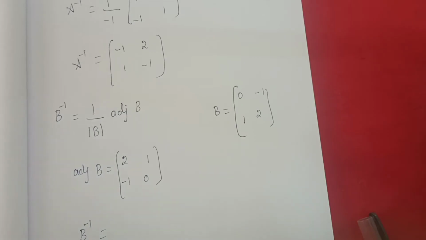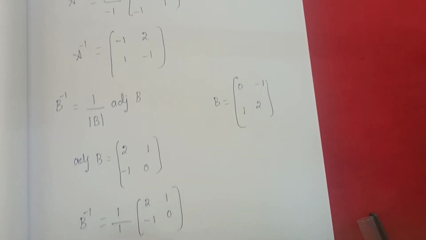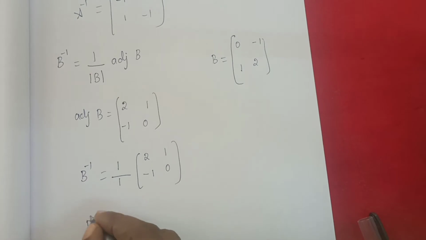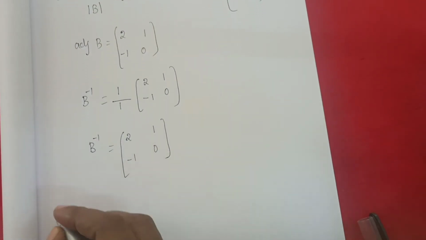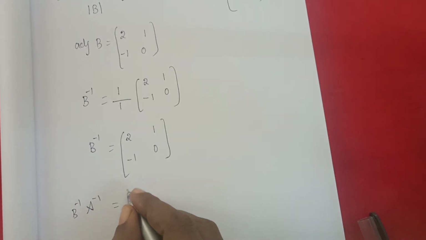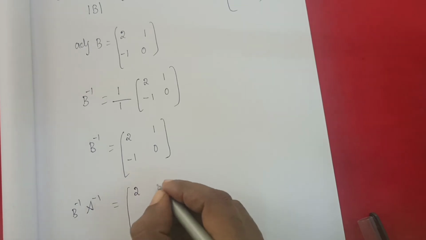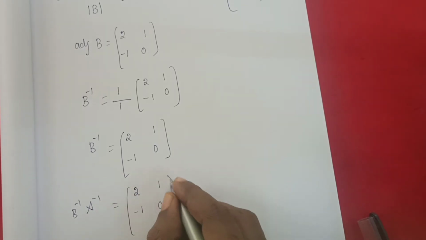Okay, now we are going to find B inverse. B inverse is equal to 1 by determinant of B. What's the value of that? 1. Is it right? 1 into adj B is 2, 1, minus 1, 0. So, B inverse is equal to, if you divide by 1, you will get the same value. So, 2, 1, minus 1, 0. Now, we have found out B inverse. Next, we need to find B inverse into A inverse. That's equal to B inverse, what's the value? 2, 1, minus 1, 0.